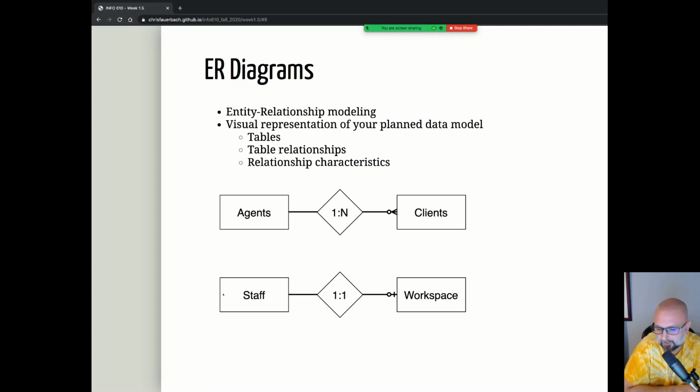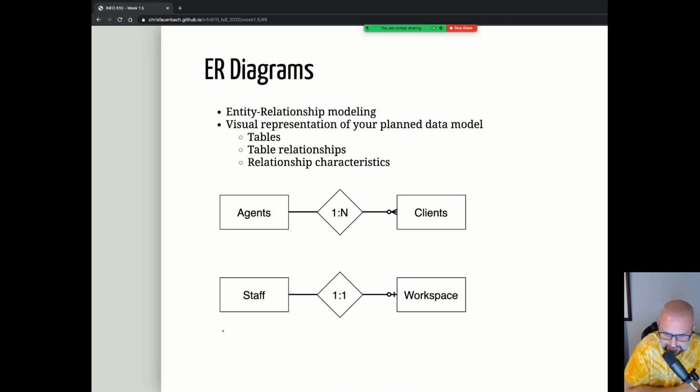We have our staff entity, or a staff relation, and the one-to-one relationship called out on the diamond. And again, this circle means 0 or 1. The vertical line on the horizontal connector means 1. So that is a one-to-one relationship. The circle makes it an optional one-to-one relationship, so a 0-to-1 relationship.